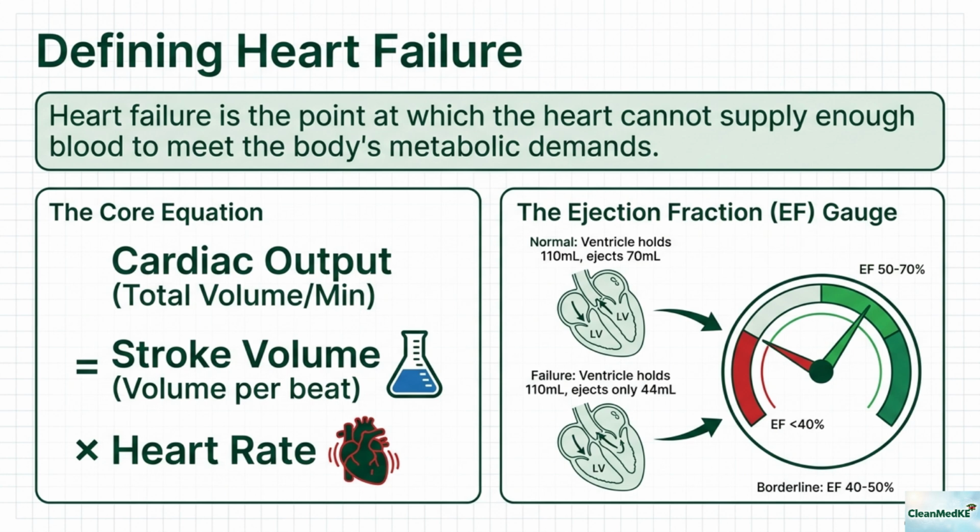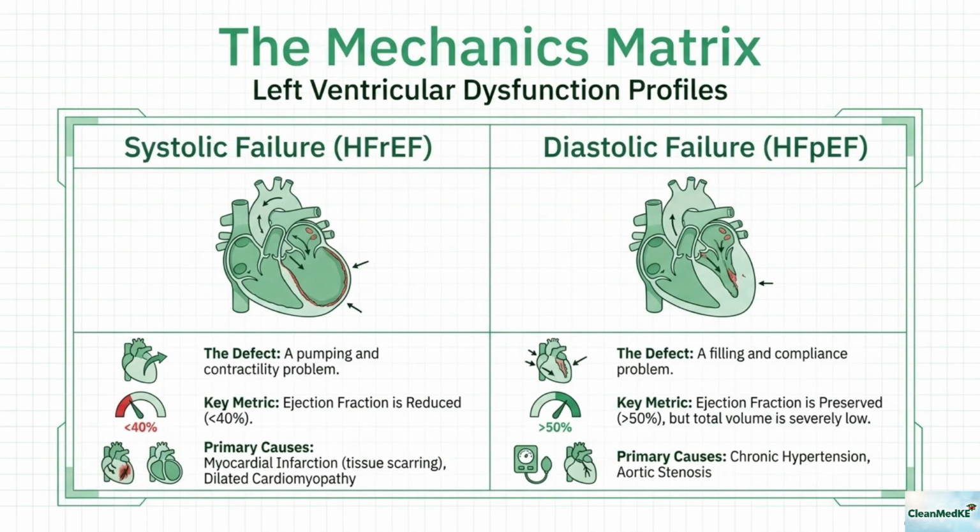We track this efficiency using the ejection fraction, EF gauge. A healthy heart typically ejects 50% to 70% of the blood sitting in the ventricle. If that number drops below 40%, we are officially in the territory of clinical heart failure. Keep in mind that a borderline zone exists between 40% and 50%, where patients may already be showing early signs of structural change.